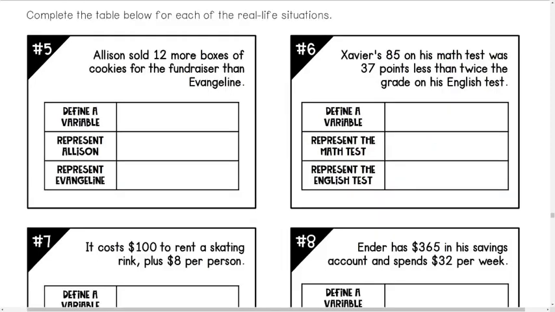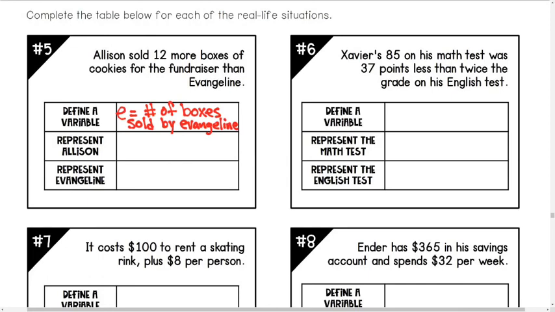Okay, next question. We have to complete the table below to explain a couple of things just like we've been doing. So it says there Allison sold 12 more boxes of cookies for the fundraiser than Evangeline. So I go ahead and define my variable. I'm going to define it as the number of boxes that Evangeline sold.